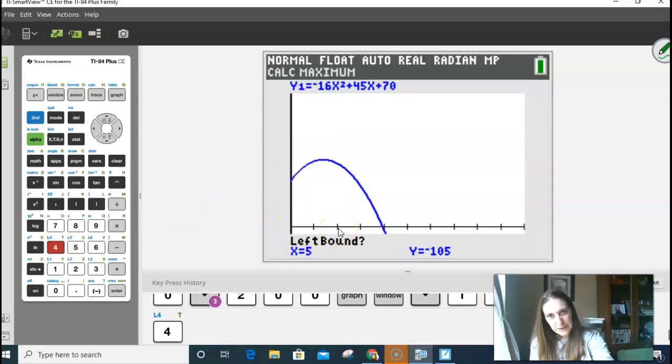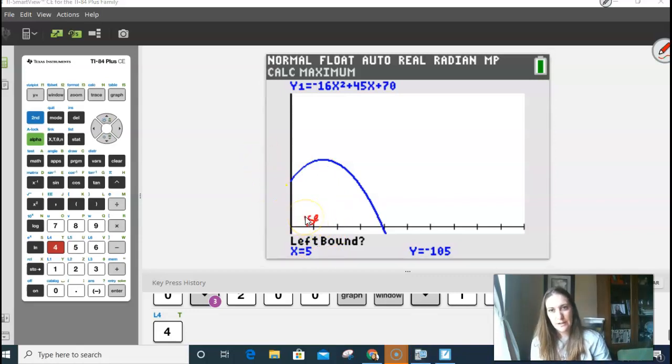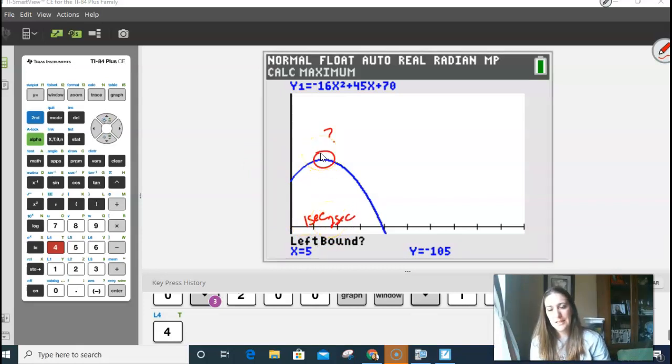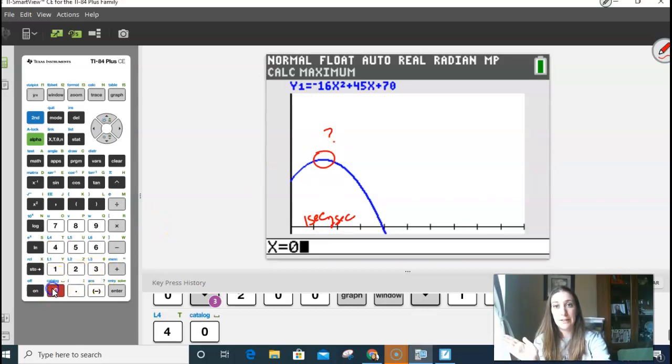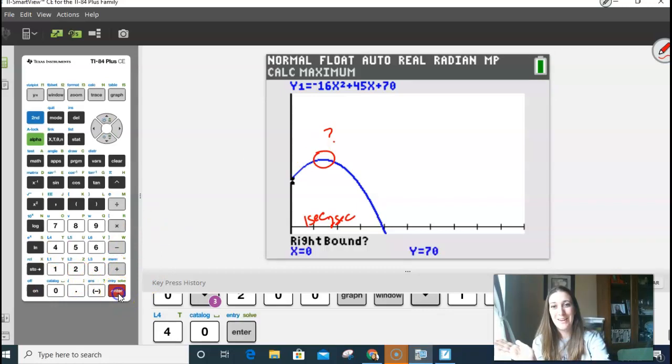So I can tell that as far as time goes, it hits its maximum in between 1 and 2 seconds. I don't really know what the maximum is, but as far as time, it's between 1 and 2 seconds. So when it says left bound, I just have to give a time that is, like here's 1 second, here's 2 seconds, a time that I know is before that happens. So I'm just going to say 0 because clearly that's before it hits the maximum. And instead of scrolling, I just typed in a guess that I knew was before it.